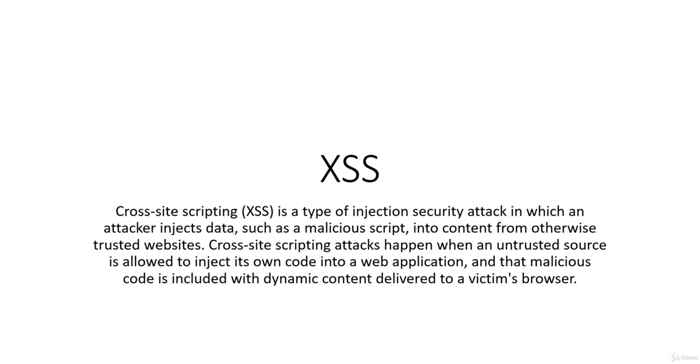A cross-site scripting attack happens when an untrusted source is allowed to inject its own code into a web application. That means anything on the web is trusted. So when you inject some malicious code into the web application, it is allowed, and the malicious code is included with the dynamic content delivered to the victim's browser. That is the stored XSS attack, and we'll see the types of XSS attacks in an upcoming lecture. But for now, just remember that XSS is executed in the victim's browser so as to take control over it.